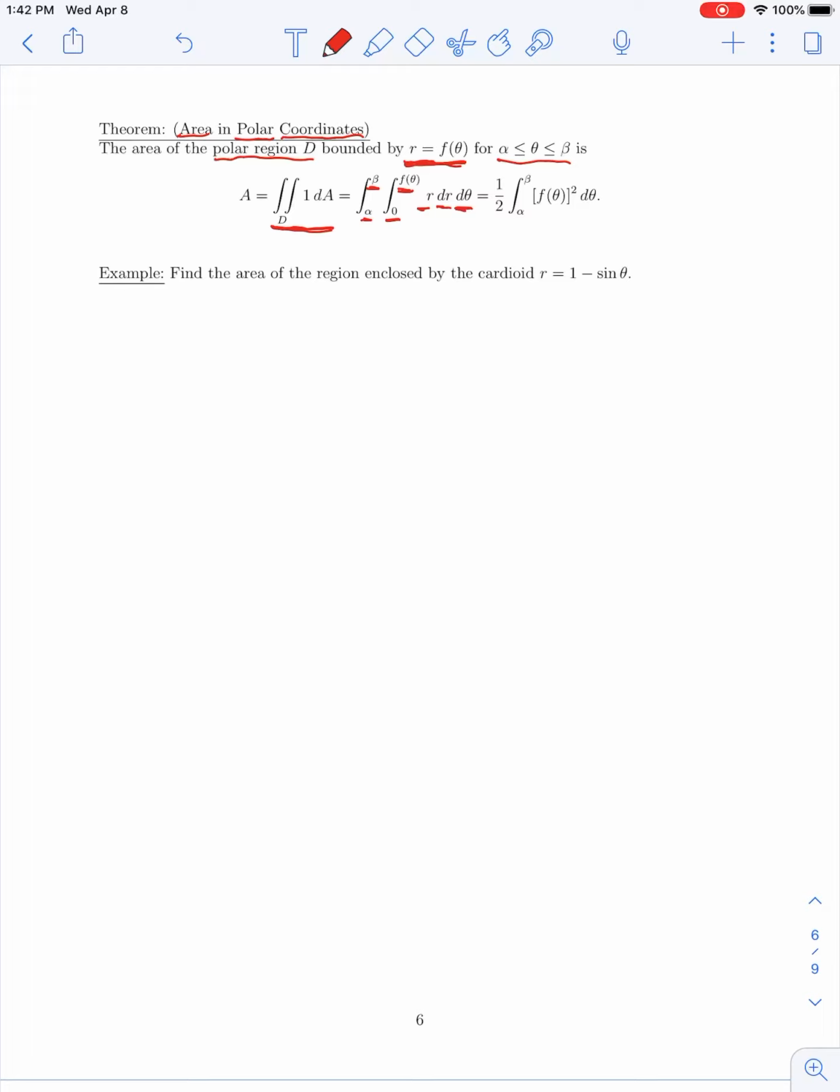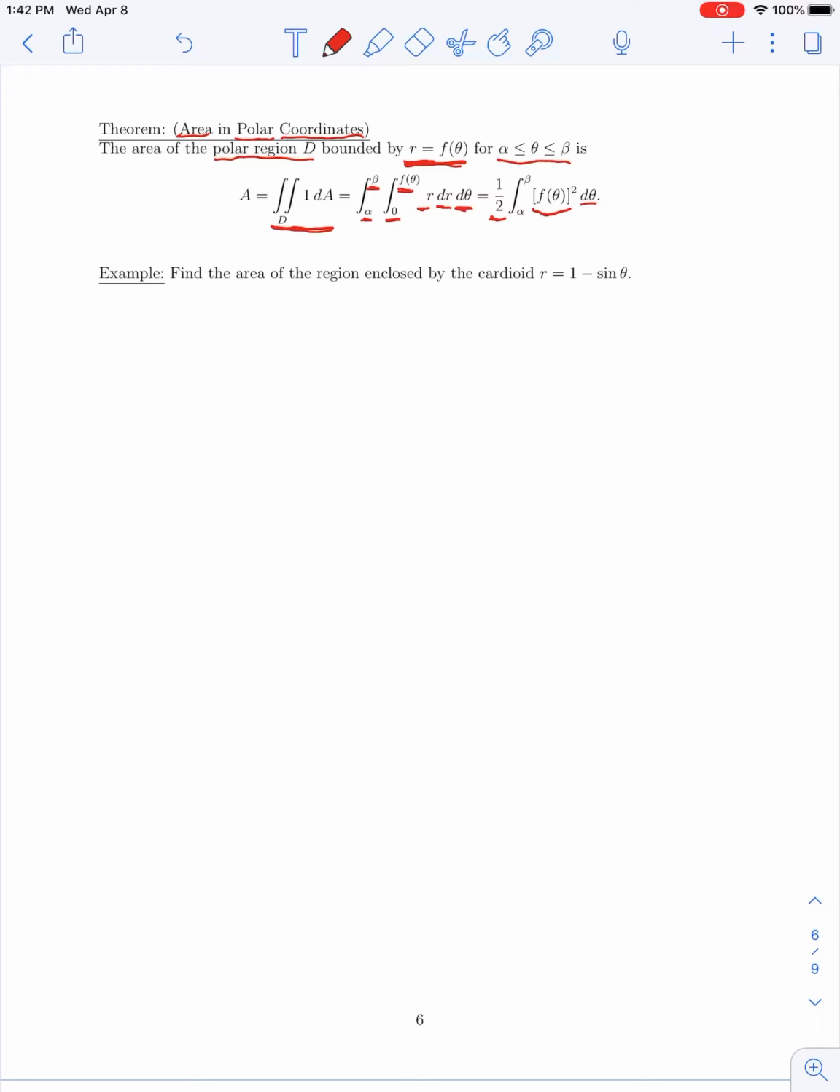So evaluating the antiderivative of this first with respect to r, we would have 1/2 r squared from 0 to f of theta. So that leaves us with the constant 1/2, which we can pull out in front of the integral. And then r squared, evaluating at f of theta, gives us f of theta squared. And so then we integrate this function with respect to theta.